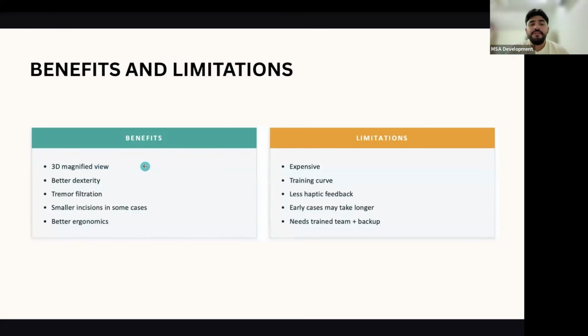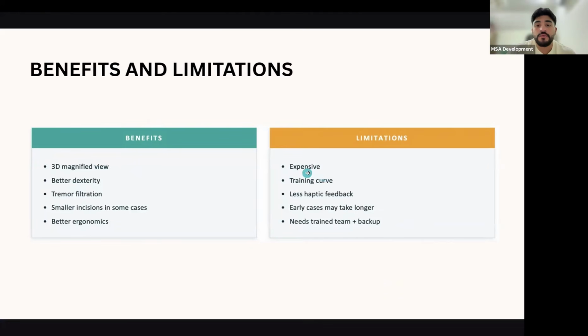Now, the benefits are that you're going to have a 3D magnified view. You'll be able to see everything. You're going to have better dexterity. Even if the doctor happens to have any sort of tremors, that's going to be filtered out. Smaller incisions, as I mentioned, and fewer complications post-op.